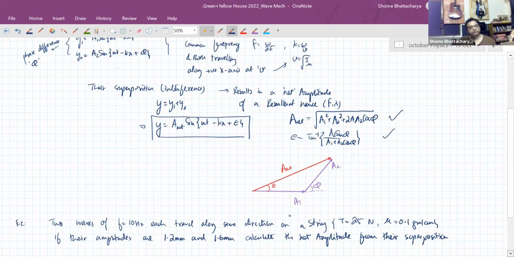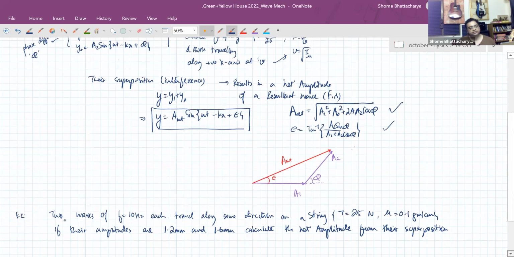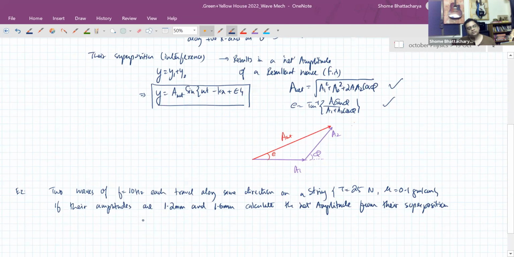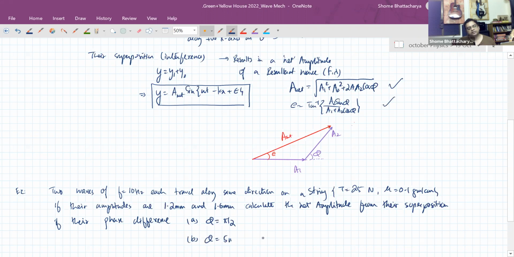So this is a direct type of question with the above application. If their phase difference is equal to pi by 2, 5 pi, 4 pi, pi by 3. Okay, so a very straightforward question.